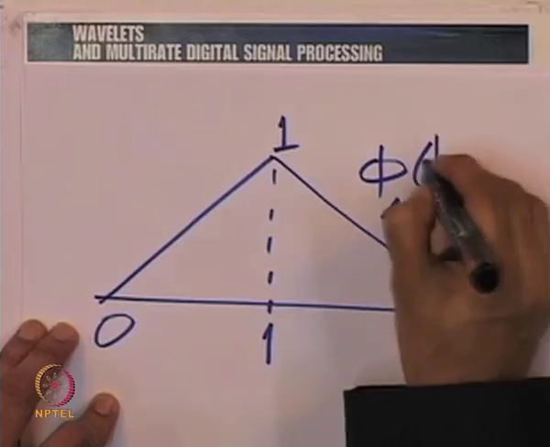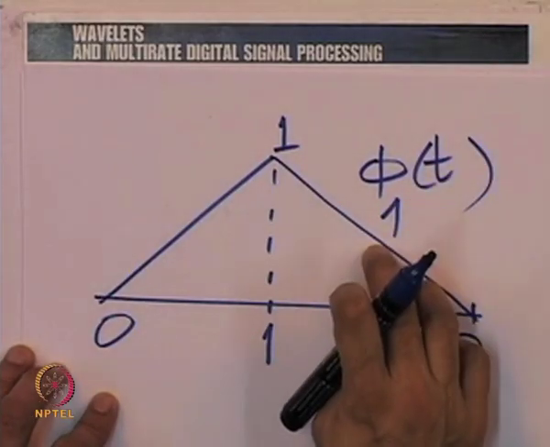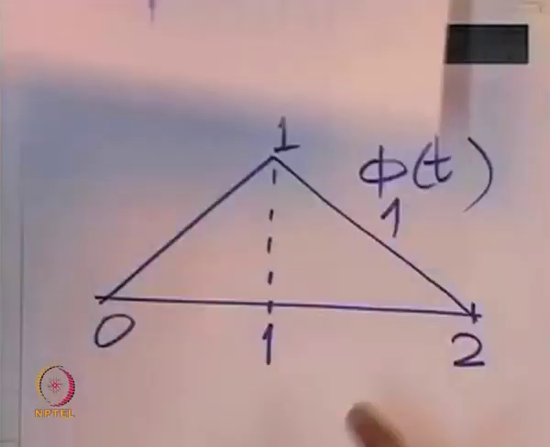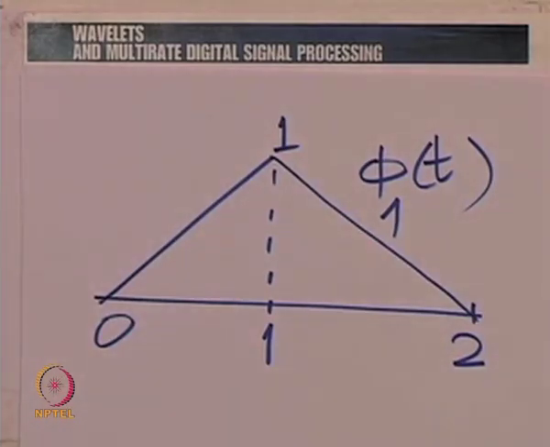This is phi 1 t. What is 1 about this and 0 about this? The degree of the polynomial. If you look at it, phi 0 t is essentially a piecewise polynomial with the polynomial of degree 0, constant. Phi 1 t is a piecewise polynomial with polynomials of degree 1, linear.